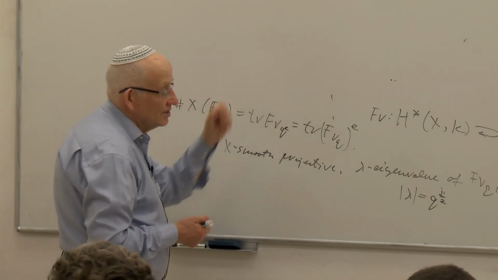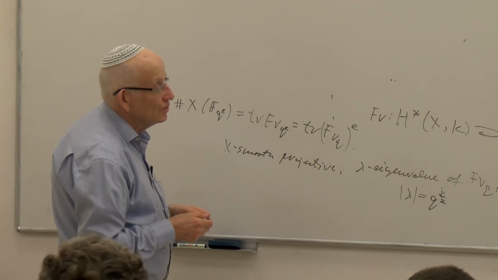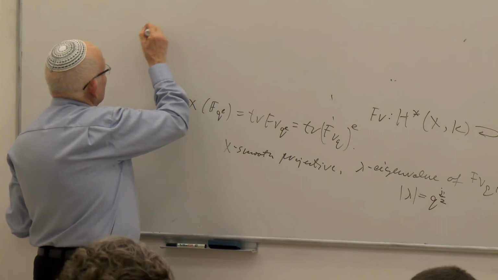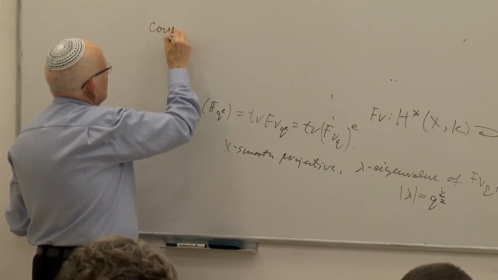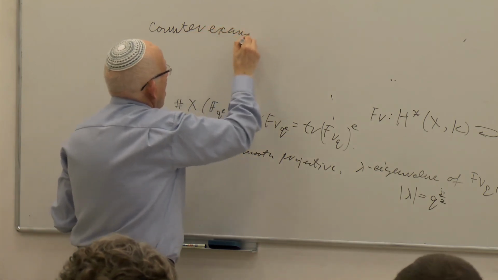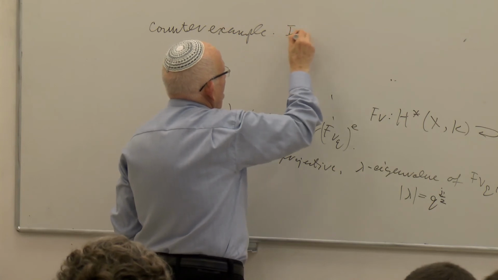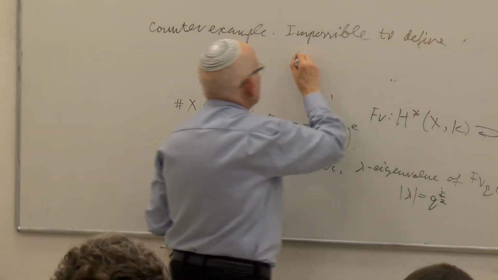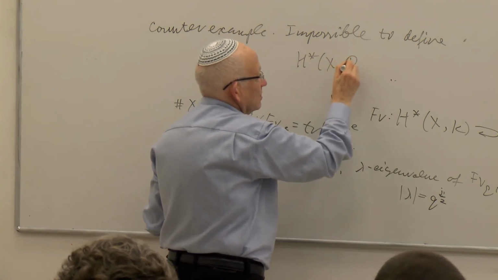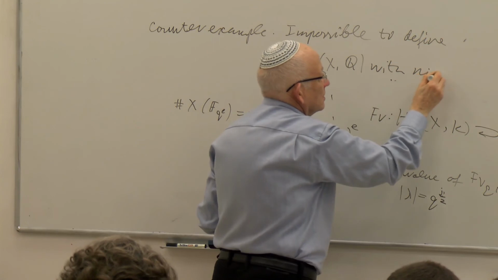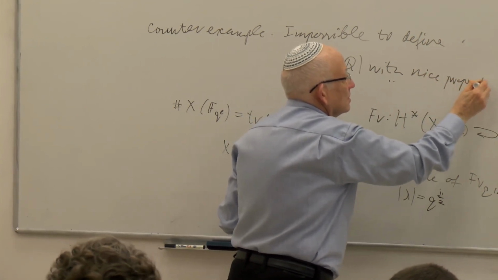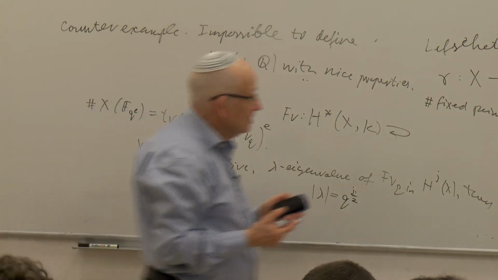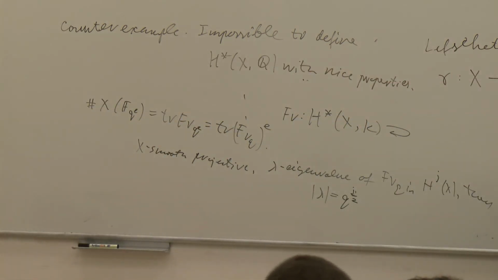But first, there is some problem whose meaning I somehow don't understand. Namely, the claim is that by a counterexample it is impossible to define homology of X with coefficients in Q with nice properties. This one cannot do. Namely, there is a counterexample which shows that one wouldn't be able to do it.